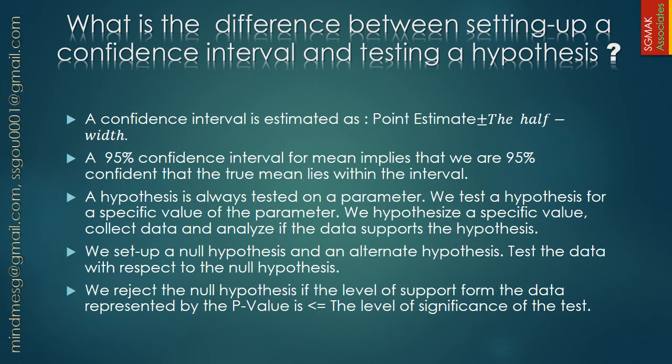A confidence interval is estimated, as I said before, as a point estimate plus minus the half width. Half width is also known as error of estimation. Now we attach a level of confidence with the confidence interval. A 95% confidence interval for mean implies that we are 95% confident that the true mean lies within the interval.